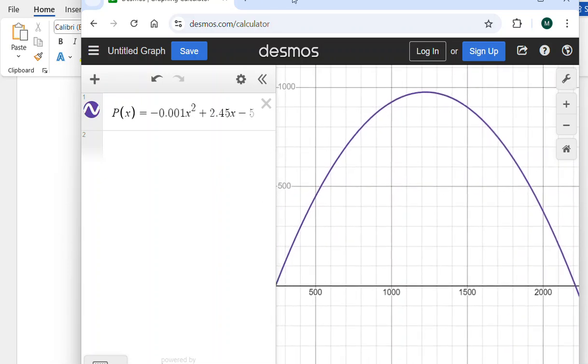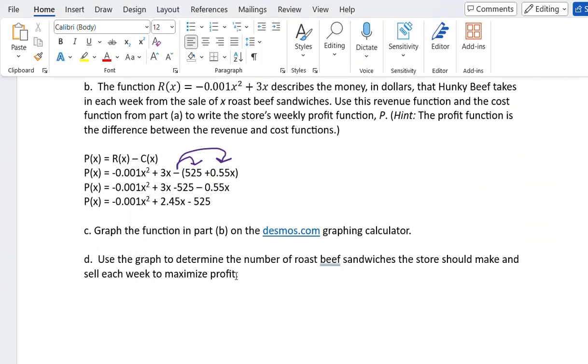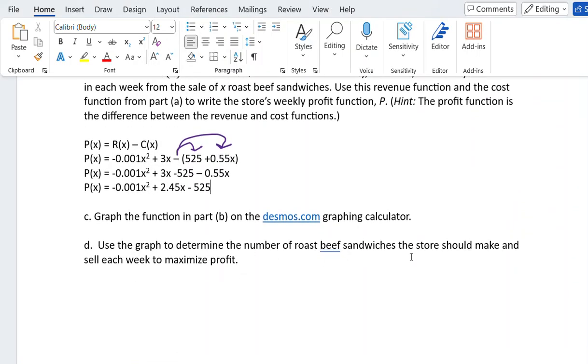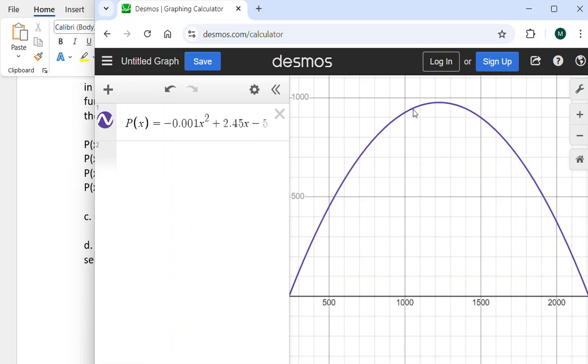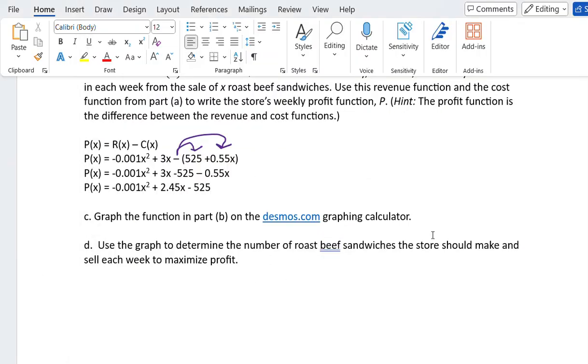So my question that I'm trying to answer next is to determine the number of roast beef sandwiches the store should make and sell each week to maximize profit. So this is the profit graph. I can see that profit is going to be highest at the maximum point, the vertex. And if I click near it, then it will let me click directly on that point, which is very nice of Desmos to do. When I click on that point, I can see that the x-coordinate is 1225 and the y-coordinate is 975.625. So the number of sandwiches is the x-coordinate there.